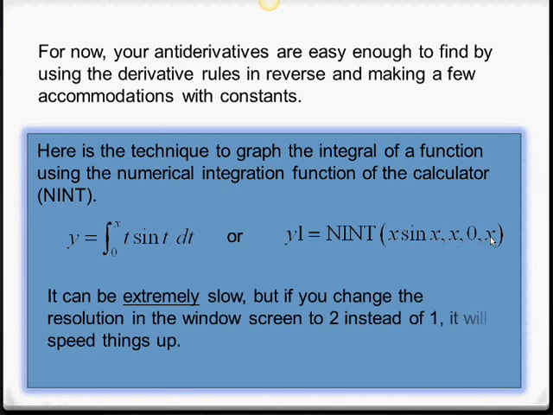Now, the problem is it can be very, very slow because your calculator has to take a long time to calculate every one of these values. You can change the resolution in your window screen to 2 instead of 1, and it'll speed things up a little bit. You can even go higher. It does burn up your batteries, and it does take a while sometimes.